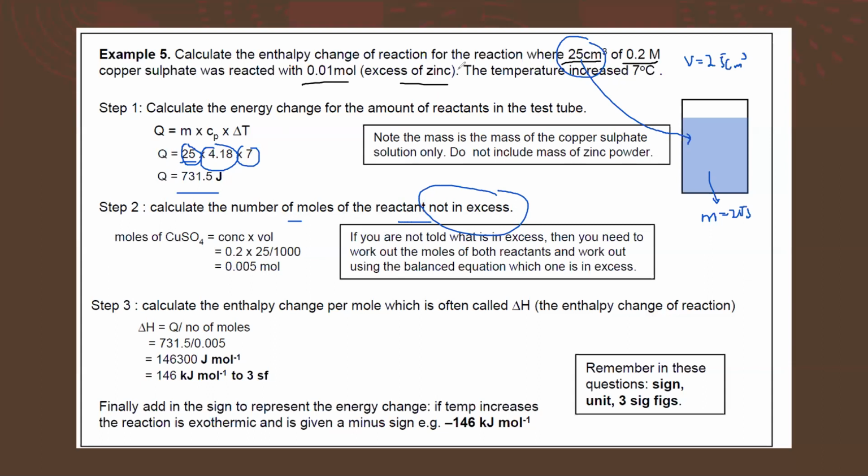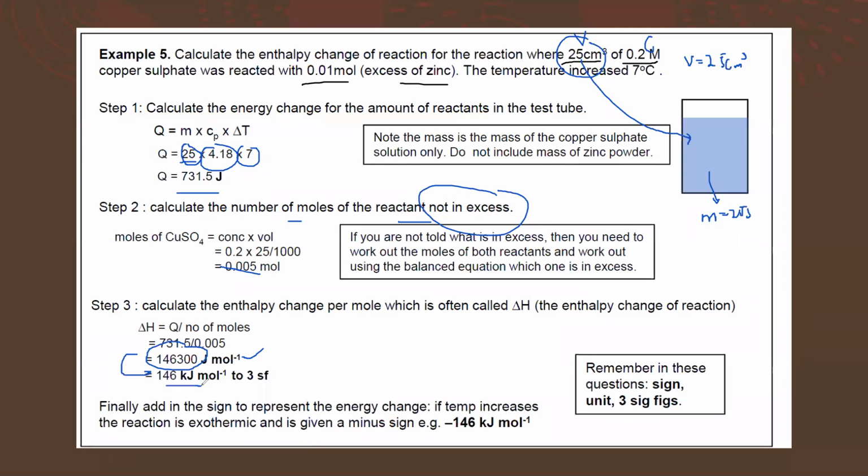Then to get the moles, we calculate the number of moles of the reactant which is not in excess, because the energy released depends on the limiting reagent, not the excess one. So moles is concentration into volume. Concentration multiplied by volume will give the moles. And to get how much energy is released for each mole, we divide energy by moles, so we get joule per mole, but we normally give the answer in kilojoule, so we divide by 1000 to get the answer in kilojoule per mole.